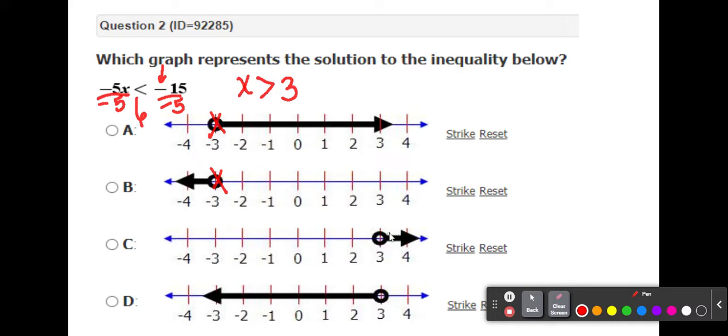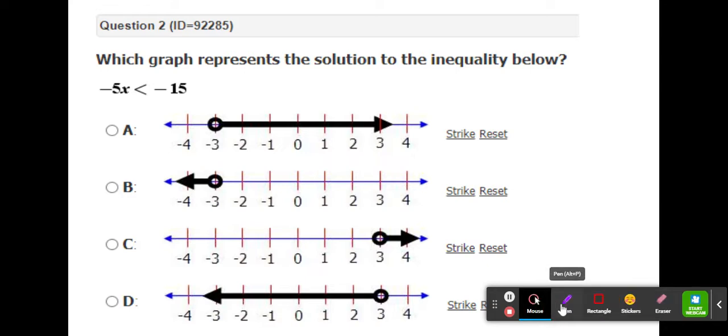It's an open circle, and the x is the bigger side. So always look for the variable and say, is that being eaten by the alligator? Yes, it is. So it's the bigger side of the inequality, which means my arrow has to go to the bigger numbers. So number 2 is C. All right, number 3.